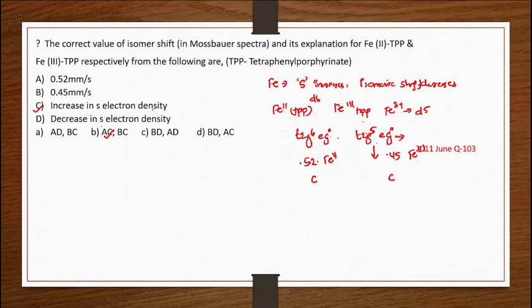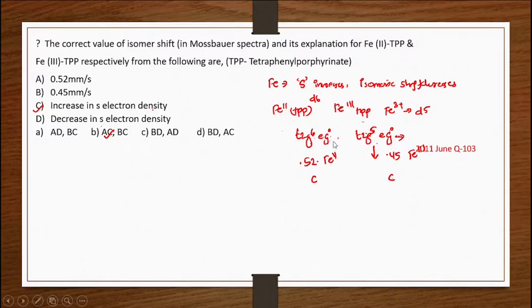So for t2g6 there are 6 d electrons and for t2g5 there are 5 d electrons. Due to the presence of one extra electron in the t2g6 system, that is the Fe2 plus system, it will have more d electrons and more shielding, so less s electron density and higher isomer shift value. So Fe2 plus will have a higher value of 0.52 than the Fe3 plus, whose value is 0.45. So Fe2 is A and Fe3 is B.